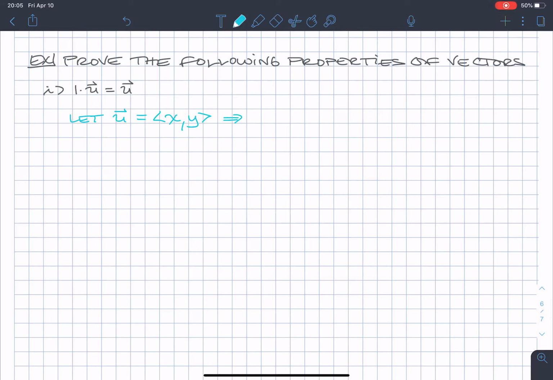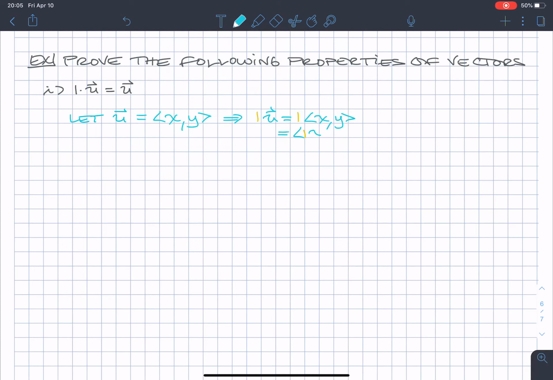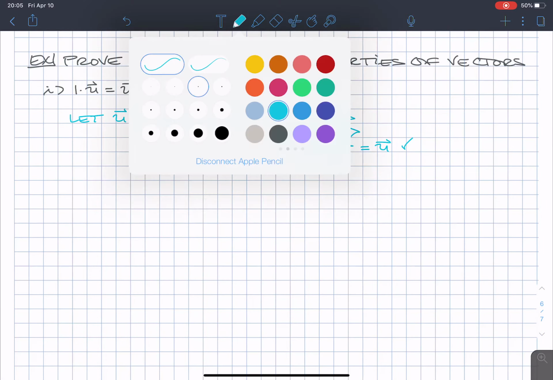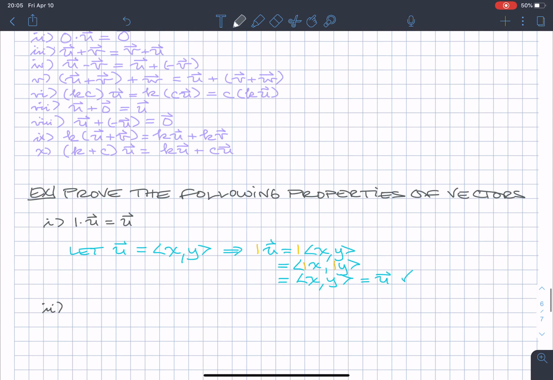So this implies that the scalar 1 times vector u will be 1 times x comma y, which according to how we do scalar multiplication is 1 times x comma 1 times y, and that's just x comma y, which is vector u. So check mark, we've proved that one, which seems kind of silly, but that is a proof.